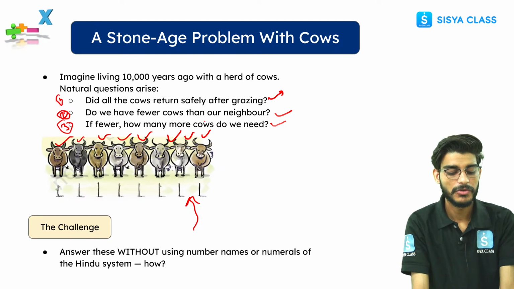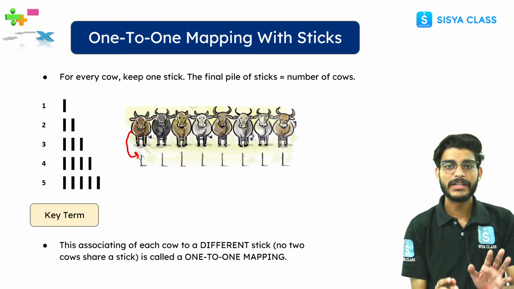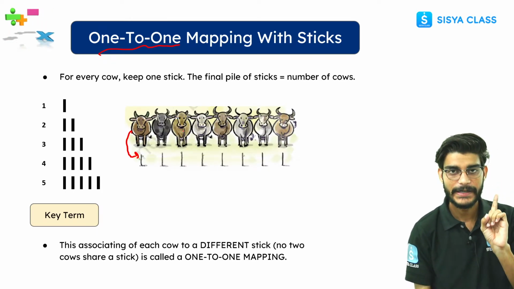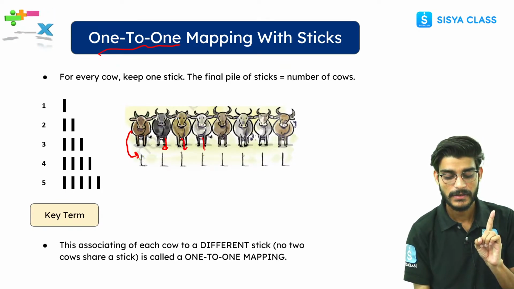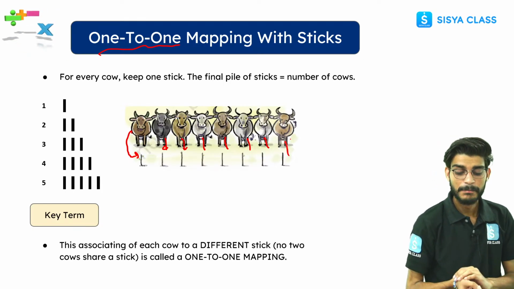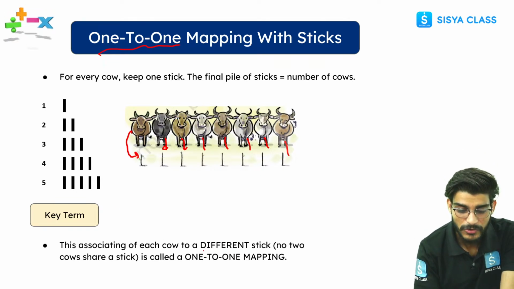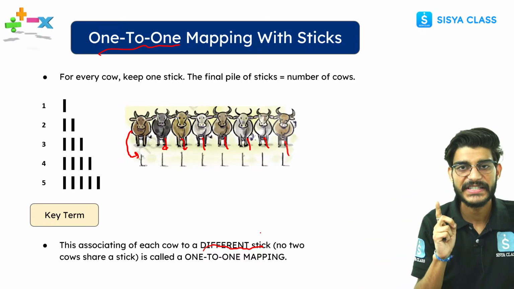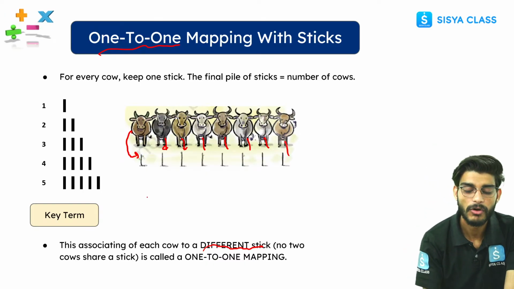So what they used to do, for every cow they used to map one stick, and basically it is 1-to-1 mapping only. Clear? For this cow they have given one stick, for this cow, one stick, for each cow. But you have to keep a rule in your mind: in associating each cow to a different stick, no 2 cows can get the same stick. It should be different.